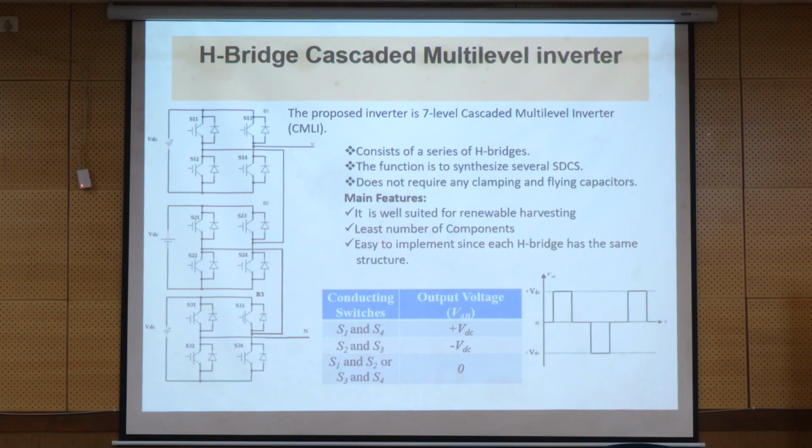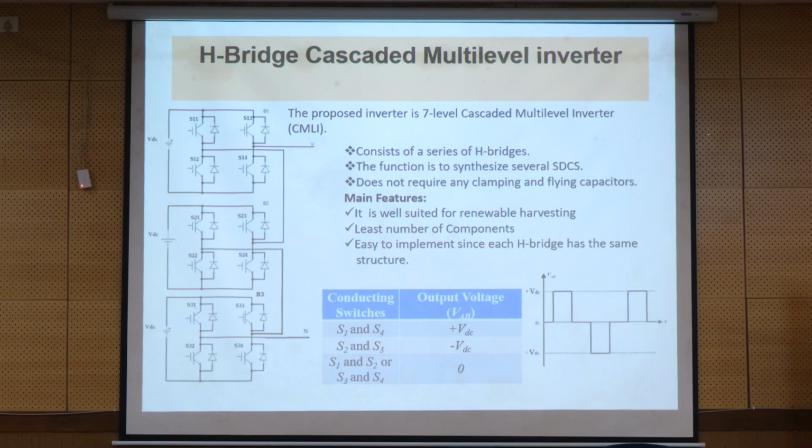Without making use of any transformer, we can increase the voltages. That is the advantage of this multi-level inverter topology. Is any transformer component present here? No transformer component, so without it we are going to increase the output voltage. It is well suited for renewable energy sources, has the least number of components, and is easy to implement since each H bridge has the same structure.